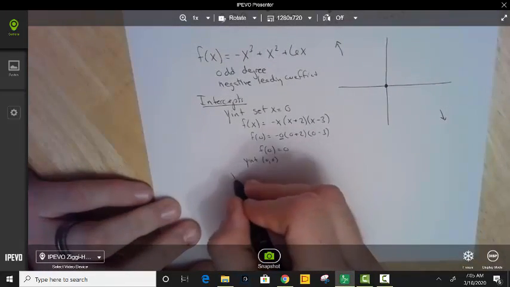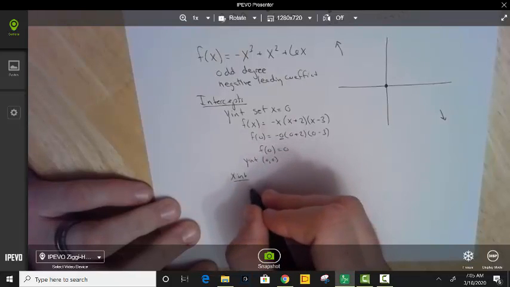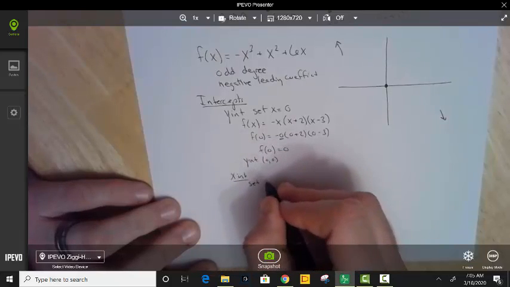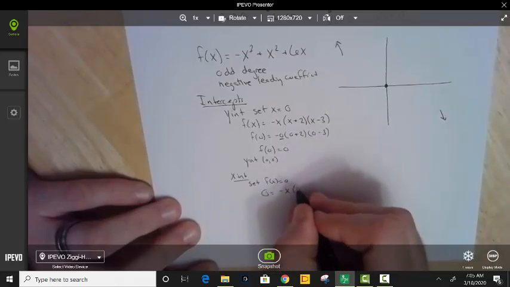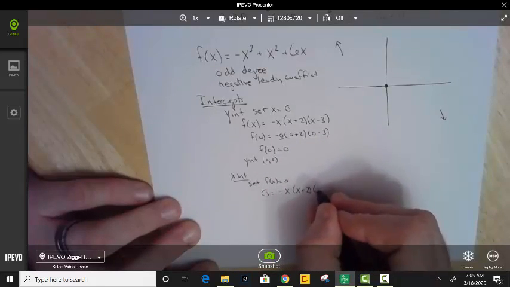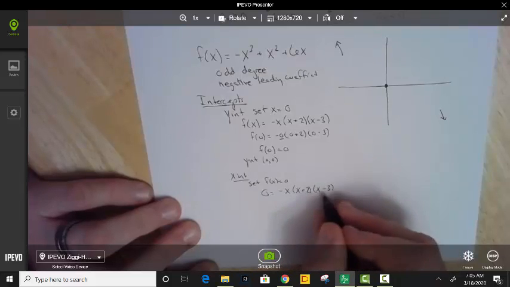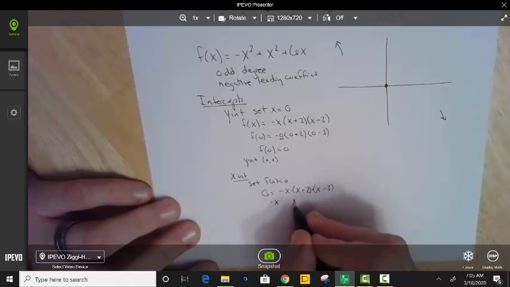And then if we want to find the x-intercepts, we're going to set f of x equal to 0. And that's really the key to why we want to have factored form. Because if we set it equal to 0, we can already use the product property, which says that since all these are being multiplied, we can set them all equal to 0 individually.